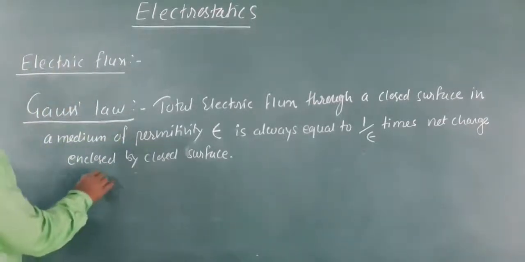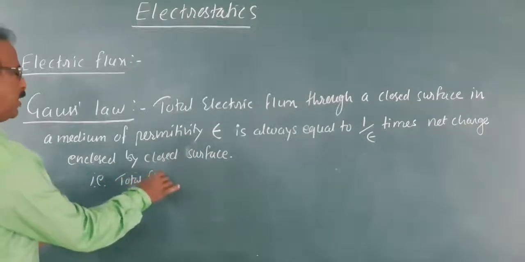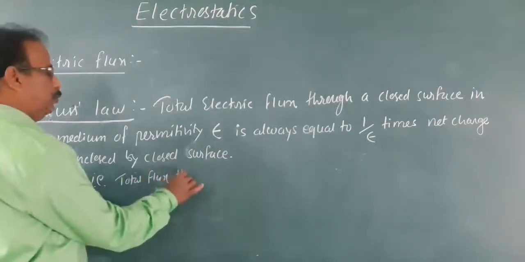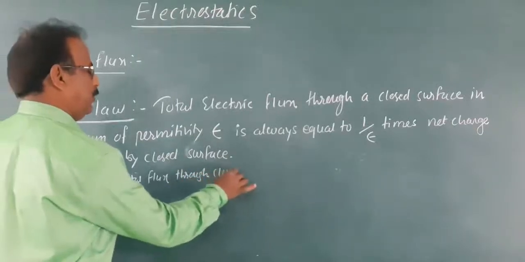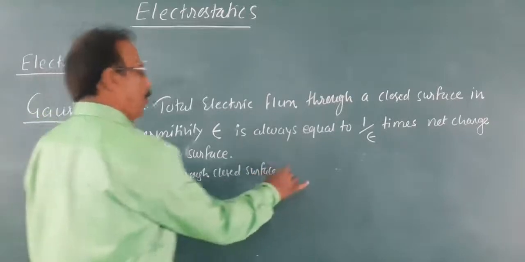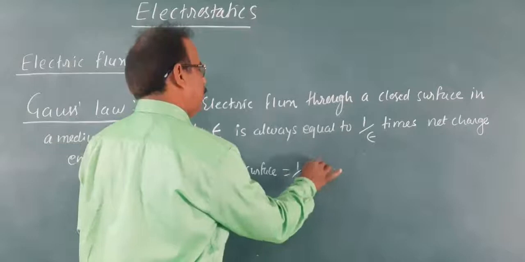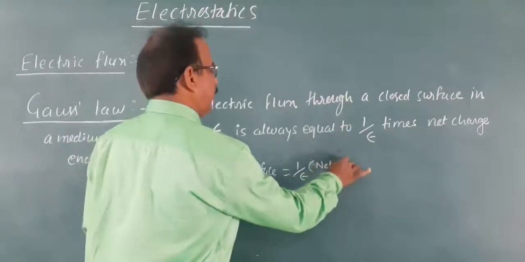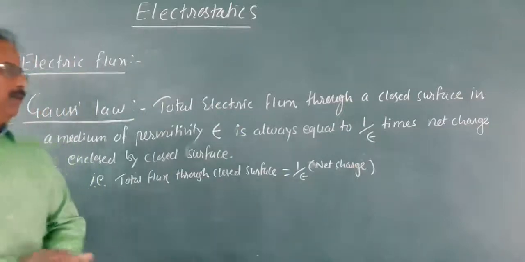In short, we can write: total flux through any closed surface is equal to 1 upon epsilon times net charge enclosed by that closed surface.